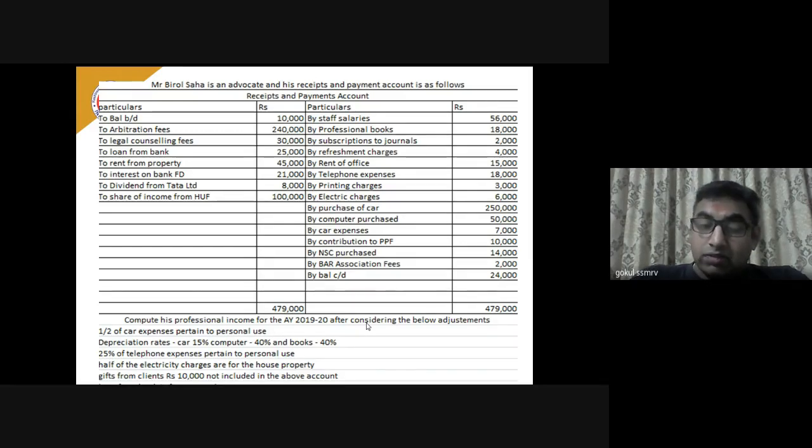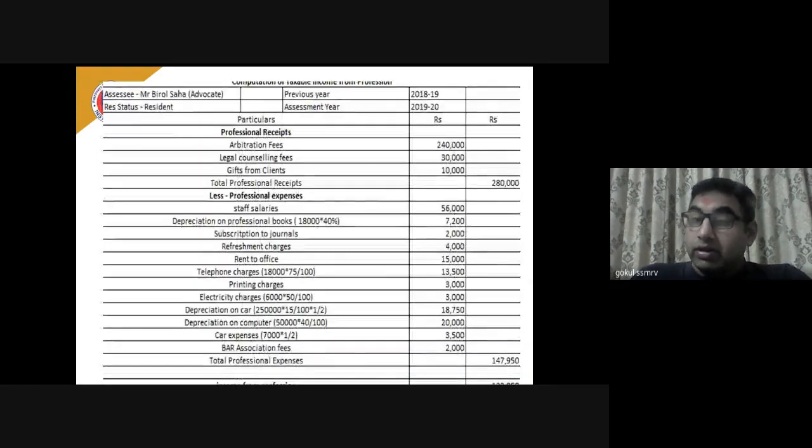Okay, and there's one catch here. It says, last but one, gift from clients 10,000 not included in the above account. So I think that also we should include it. So arbitration fees 2,40,000 is taken care. Legal counseling fees 30,000 taken care. Gift from clients, as an adjustment it was given. So add that gift from clients.